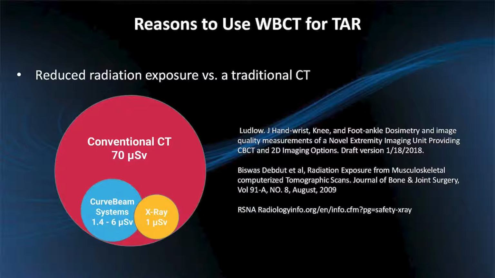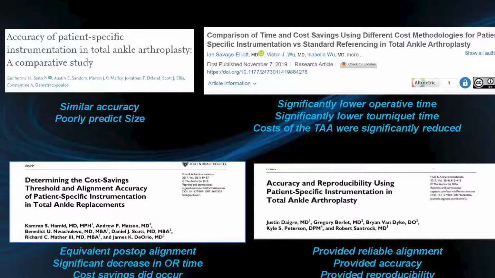So even plain films can be obtained from the curved beam technology, and then 3D information can be extracted from that. Why would we use patient-specific instrumentation? There's quite a bit of research now already showing that it allows for great accuracy. It really allows us to reduce operative time, tourniquet time, and it can really reduce costs because of that as well.